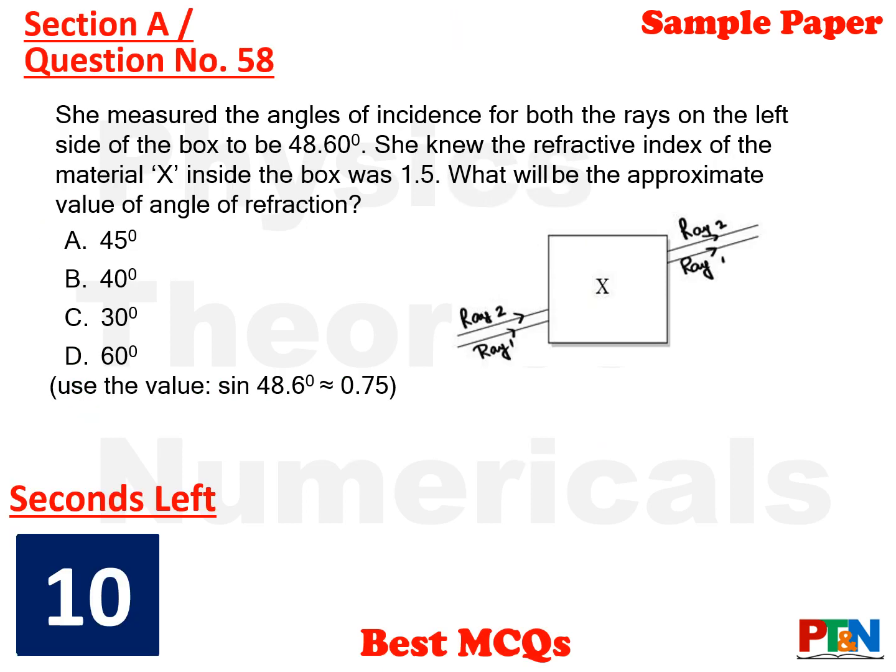Next one, question number 58. Now in this case, suppose you have been told that the material inside has a refractive index of 1.5 and the angle of incidence is 48.6 degree. So you need to find out what will be the angle of refraction inside X. You have been given the angle of incidence, you have been given the refractive index. You need to find out the angle of refraction. 10 seconds time for you. Time starts now.